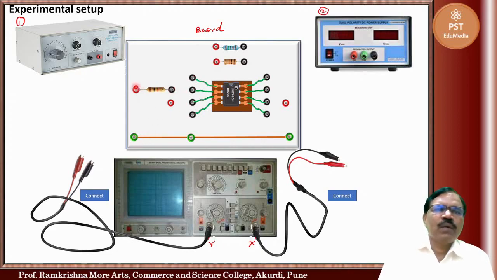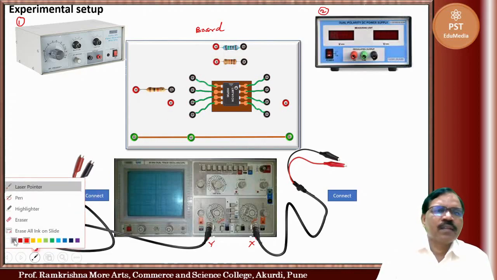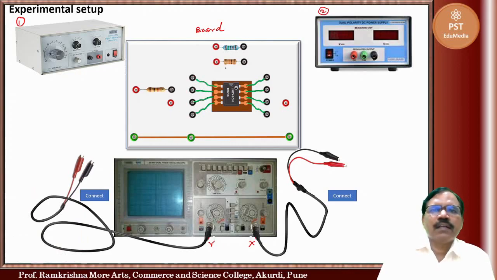Now here we have one resistance. It is used as R1, and here I have taken two resistances, so you can change RF. The first one is 10K, and this one is 5.6K. So you can write here: this is 10K and this is 5.6K, and this is R1 and that is 1K.